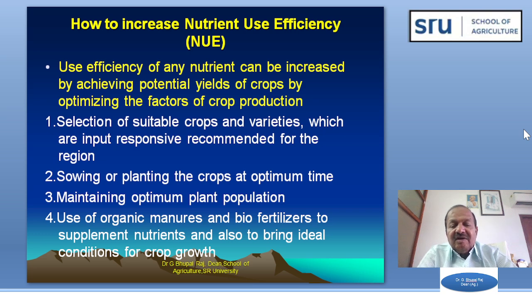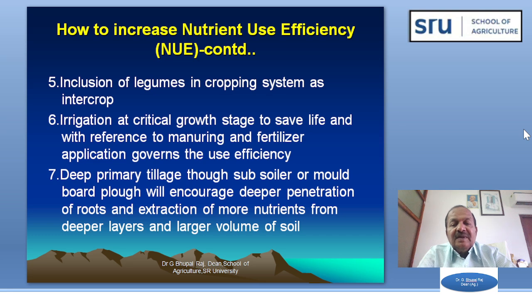Then sowing or planting the crops at optimum time. If the delayed timing is there, the more the fertilizer is required, the use efficiency of the nutrient will be lower. So sowing in time is very important. Maintaining optimum plant population and use of organic manures and biofertilizers to supplement the nutrients and also to bring ideal conditions for the crop growth.